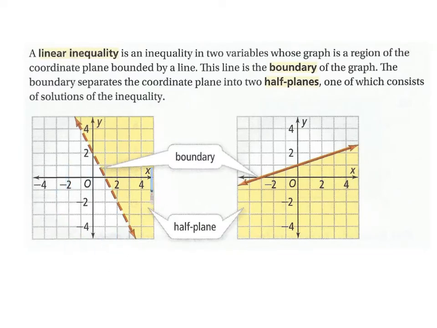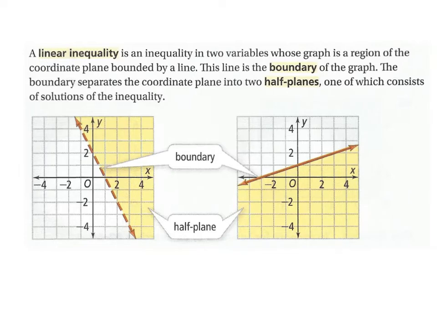We have a coordinate plane here, that's your x and y axis, and when you graph a line on a coordinate plane, you actually cut the plane into two half planes, with the line being the boundary of the two half planes.